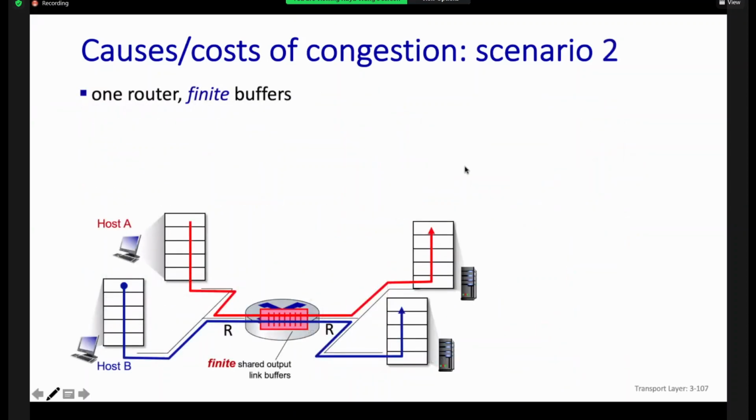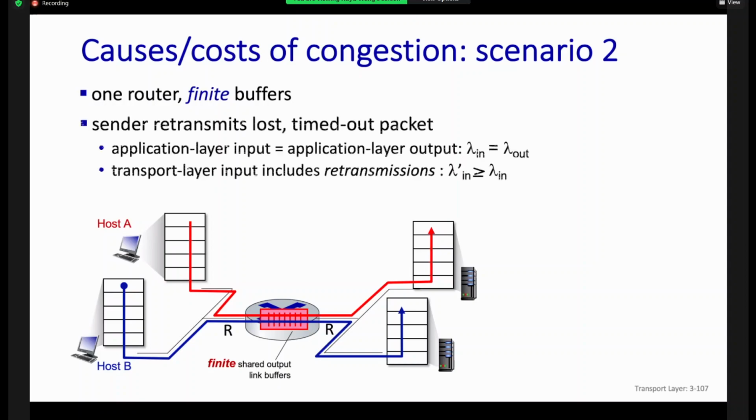Then let's check scenario 2. There is also one router, but this time with a limited buffer size. So if the buffer or the router overflows, I need to consider dropping that packet. For this case, the sender needs to retransmit the lost packet.